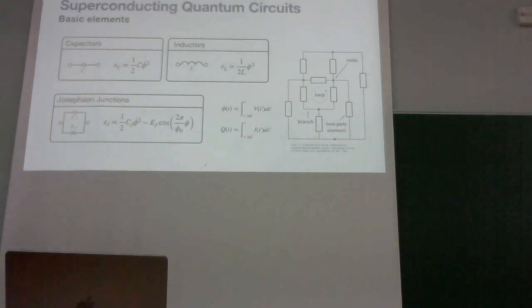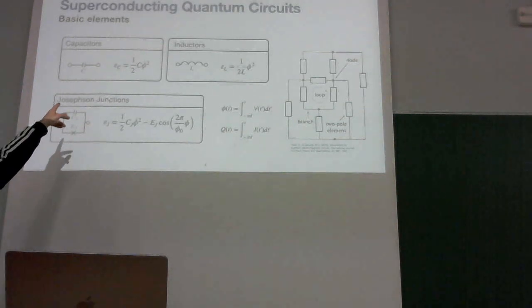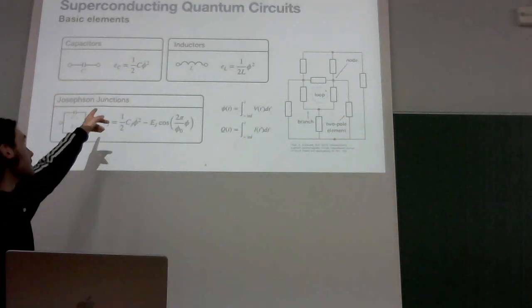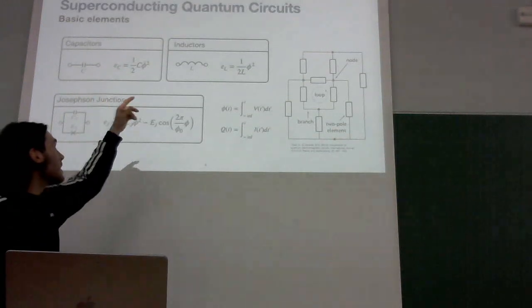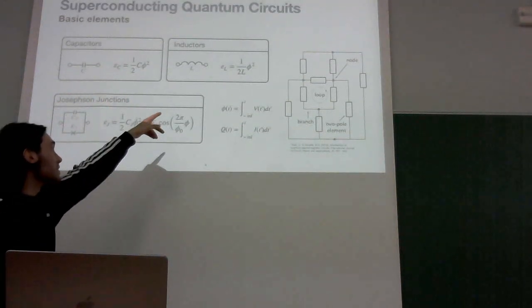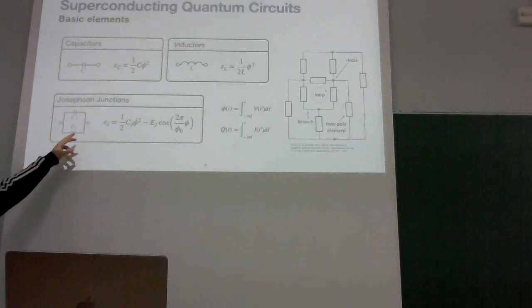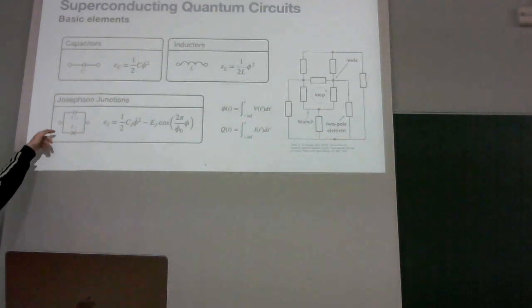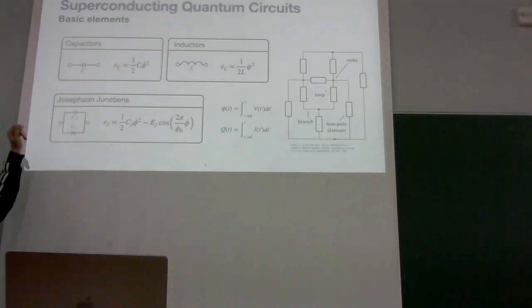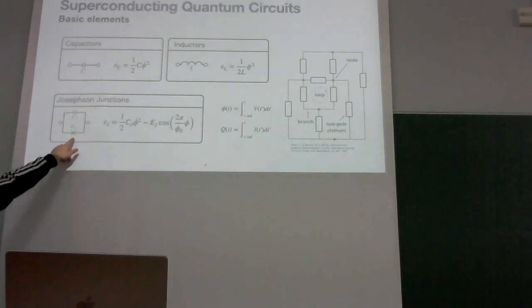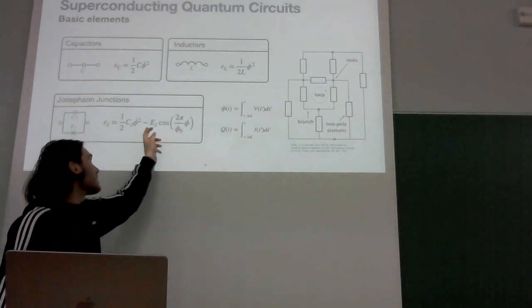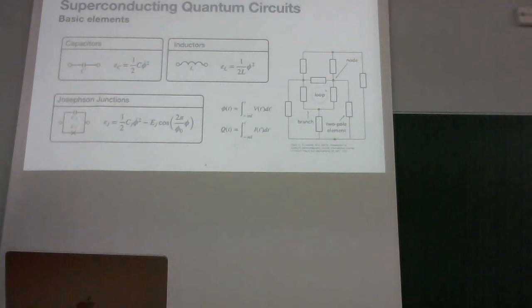And what we are usually interested in is to find the energy that each of these elements stores. So, for example, the expression of the energy stored in the capacitor is right there. The expression of the energy stored in the inductor is there, and the junction is there. The junction, as you can see here, is composed of two elements. Usually, it's written as a combination of two elements: a non-linear inductance, represented here, and a capacitance.